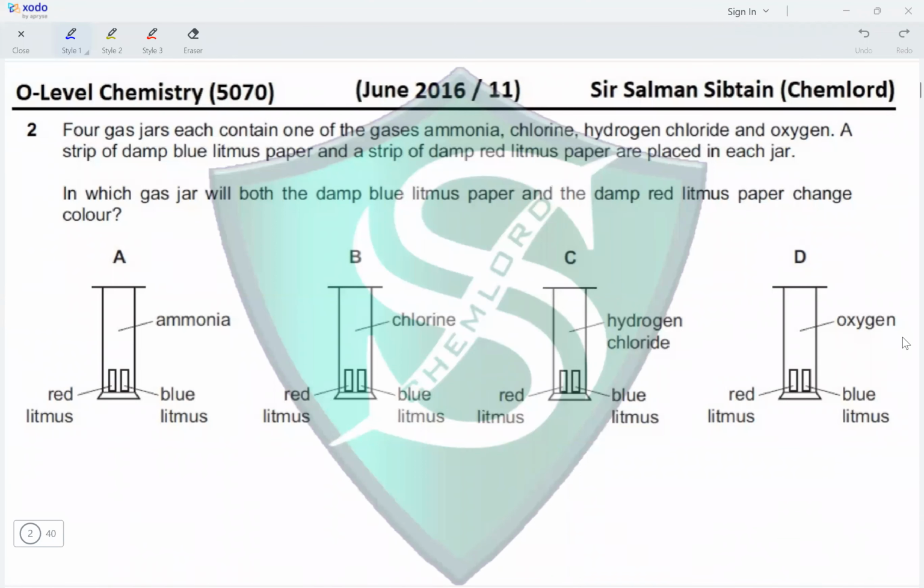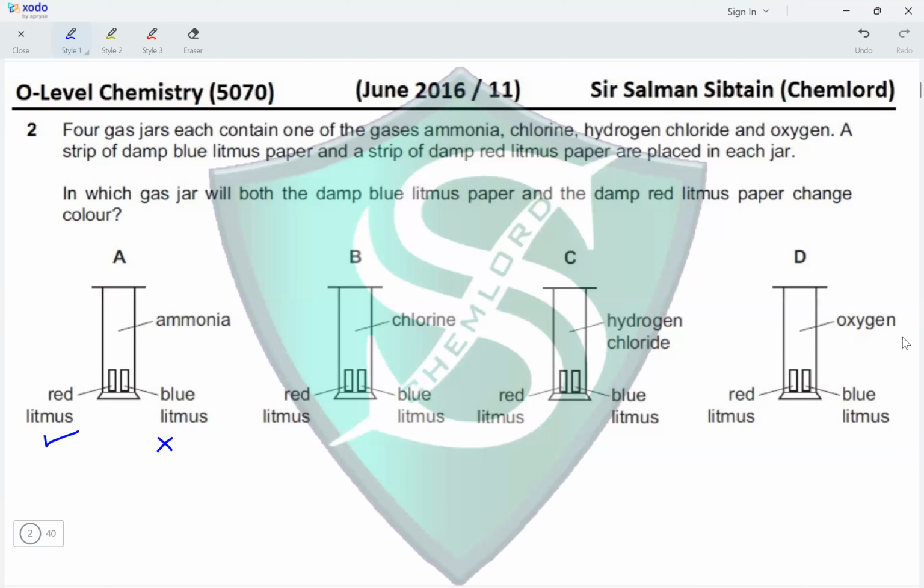Question 2. Four gas jars each contain one of the gases ammonia, chlorine, hydrogen chloride, and oxygen. A strip of damp blue litmus paper and a strip of damp red litmus paper are placed in each jar. In which jar will both the damp blue litmus paper and the damp red litmus paper change color? Okay, so if ammonia is present, the blue litmus paper will stay as it is, and the red litmus paper will turn blue. So red litmus paper will change color, blue will not.